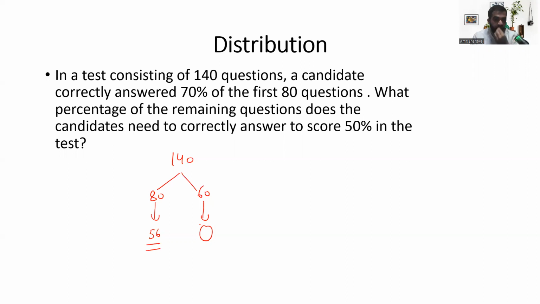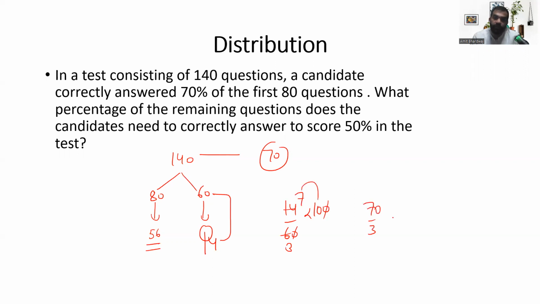To score 50% of the test means you should score 70. So this should be 14. The question is, what percent of the remaining questions? 14 is what percent of 60? This is the question. Okay, 0 and 0 cancel, 2 3s are 6, 2 7s are 14, so 70 by 3. This is 3 2s are 6, 3 3s are 9, so 23 points. Okay, so this is the answer: 23 points of the remaining questions.